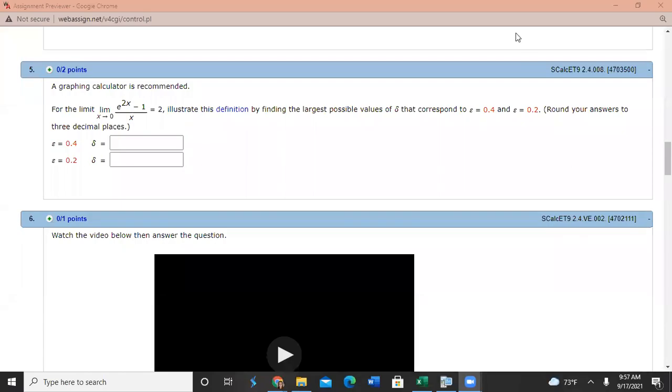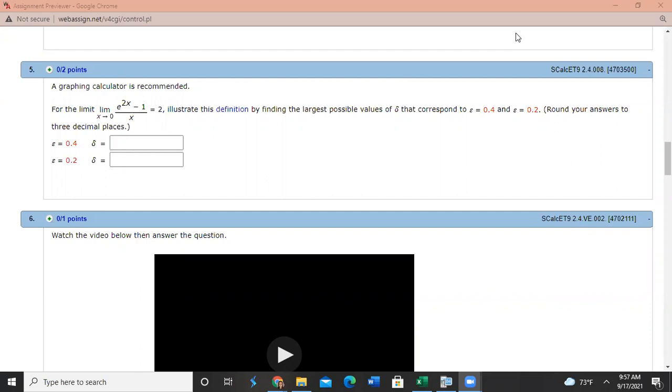I've had a few messages from students regarding some questions on 2.4 and being a little confused. We did a lot of proofs and finding epsilon and delta, but these are more practical, and I think once I show you a couple, hopefully it'll make a little bit more sense. Okay, so let's take a look at number 5.